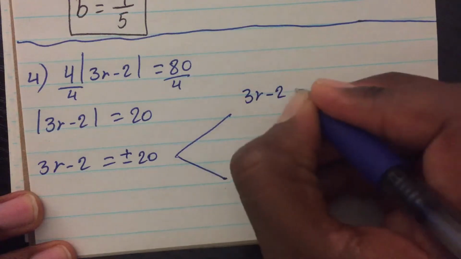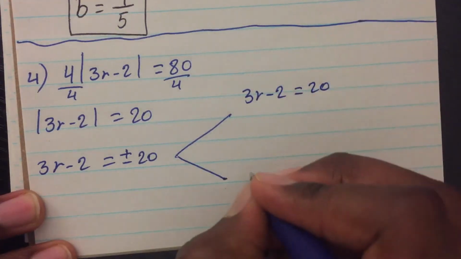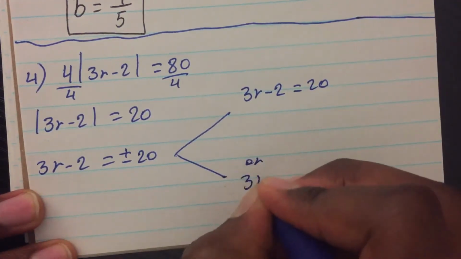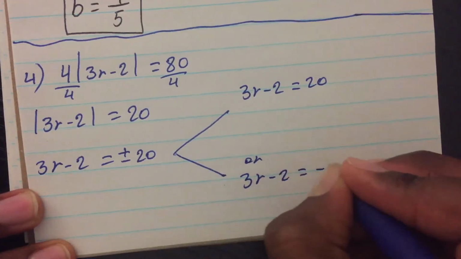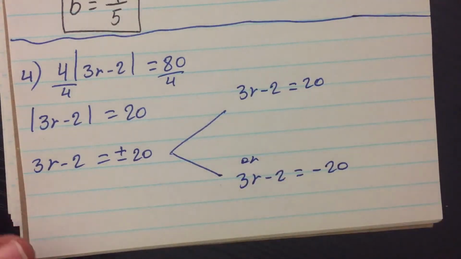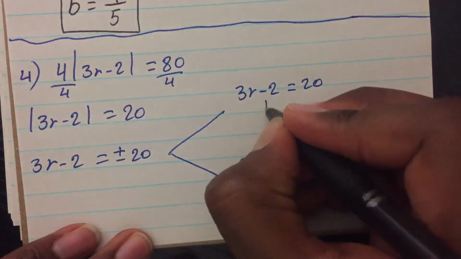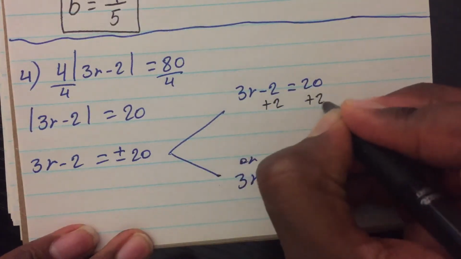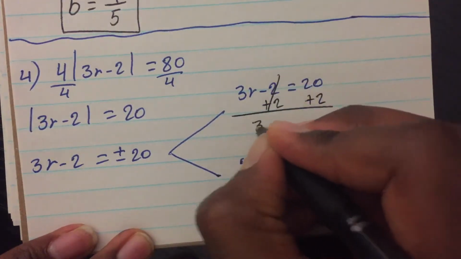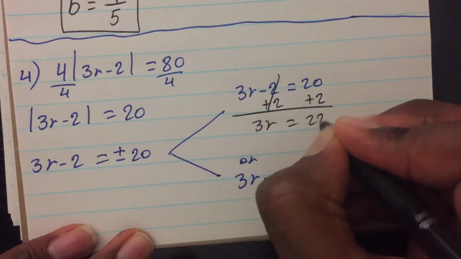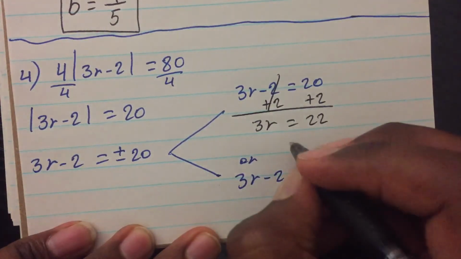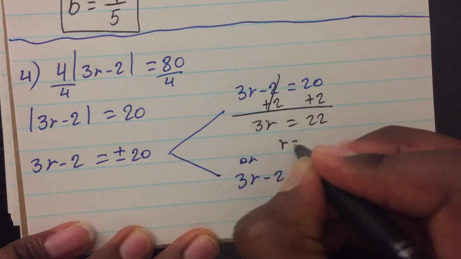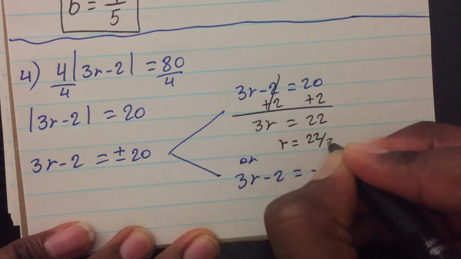3r minus 2 equals 20, or 3r minus 2 equals the negative 20. Plus 2, 3r equals 22, and then divide by 3, you get r equals 22/3.